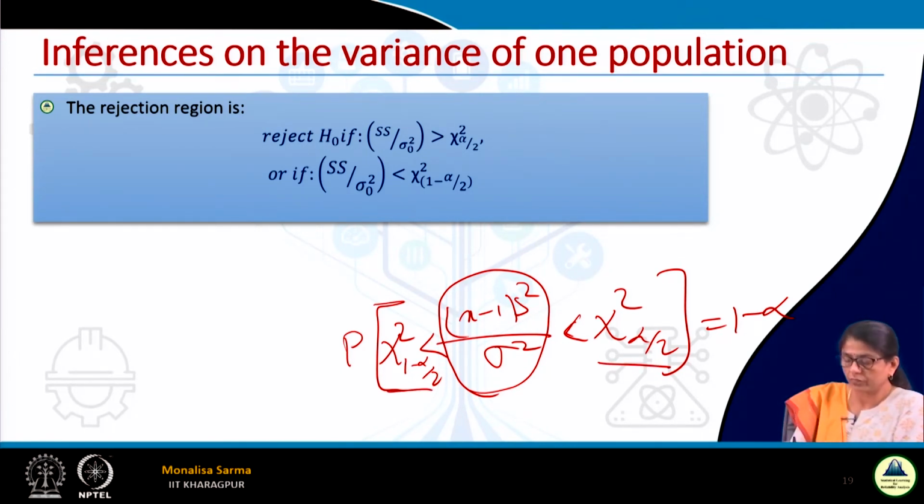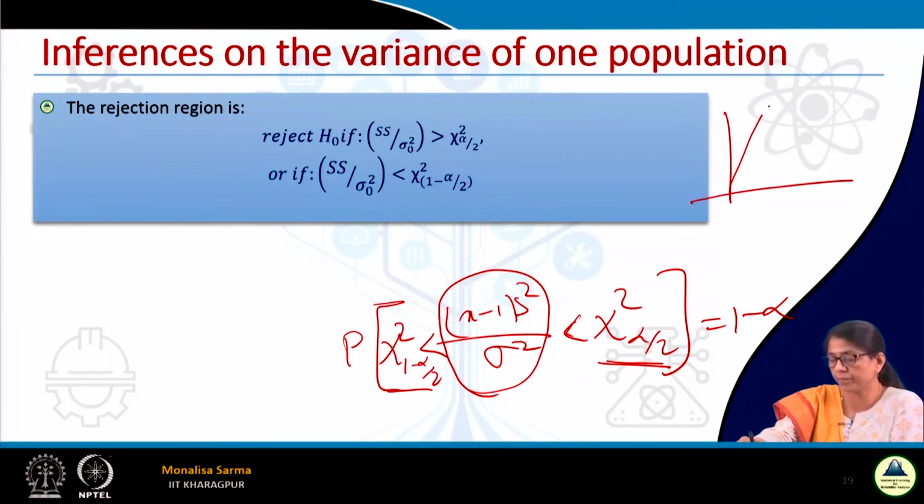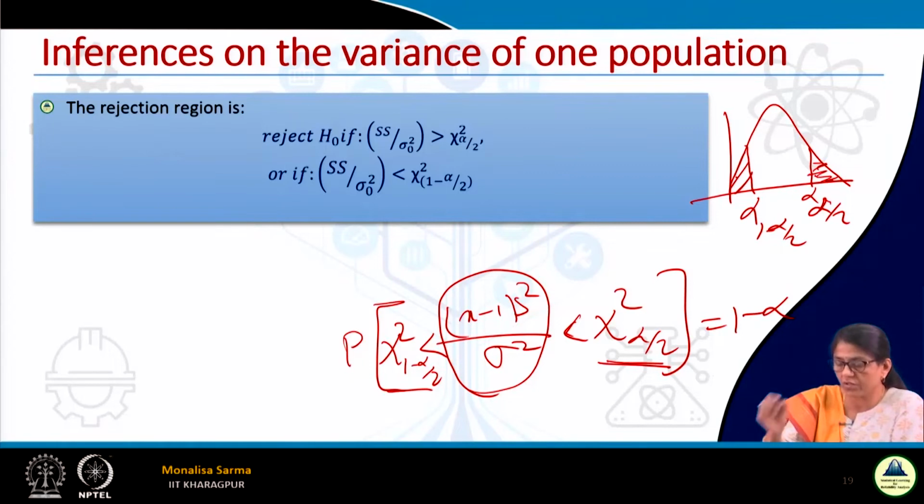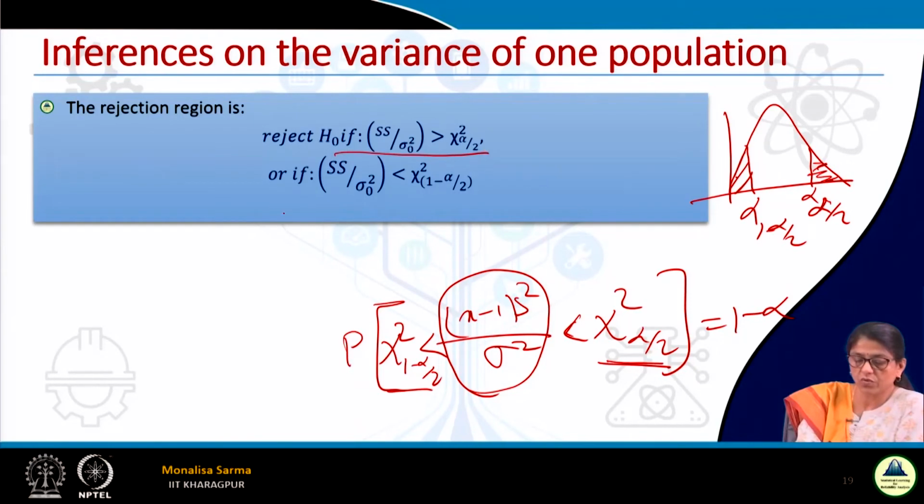So what is my rejection region? If this statistic is greater than chi square alpha by 2, meaning this region, then we reject it. Or if it is less than chi square 1 minus alpha by 2, which is this portion, then we also reject. So if it falls in this region or this region, we reject the hypothesis. So reject H0 if this is true or if this is true.